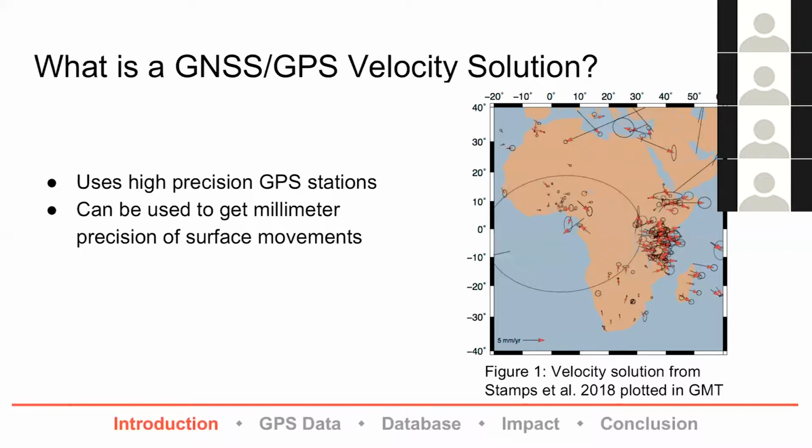She has taken GPS units throughout the entirety of Africa and processed them to show the movement across the entirety of Africa, particularly focusing on the East African Rift System. That's where they see a very high concentration of them. But you can use these to get millimeter precision out of surface movements on the Earth.